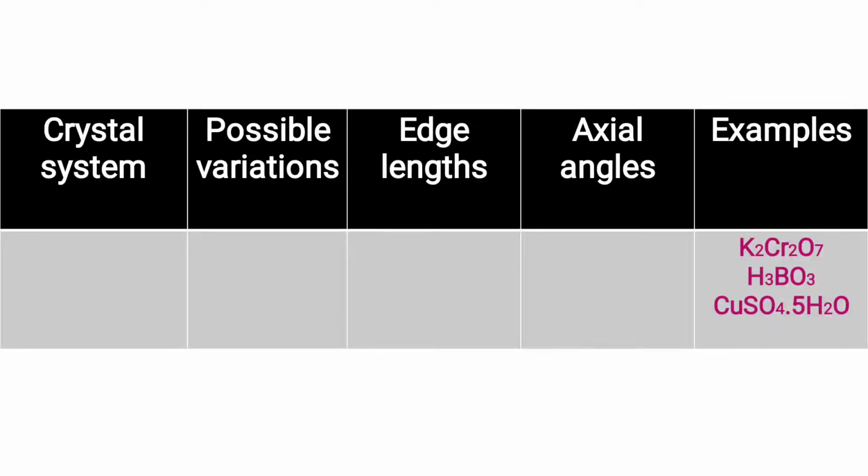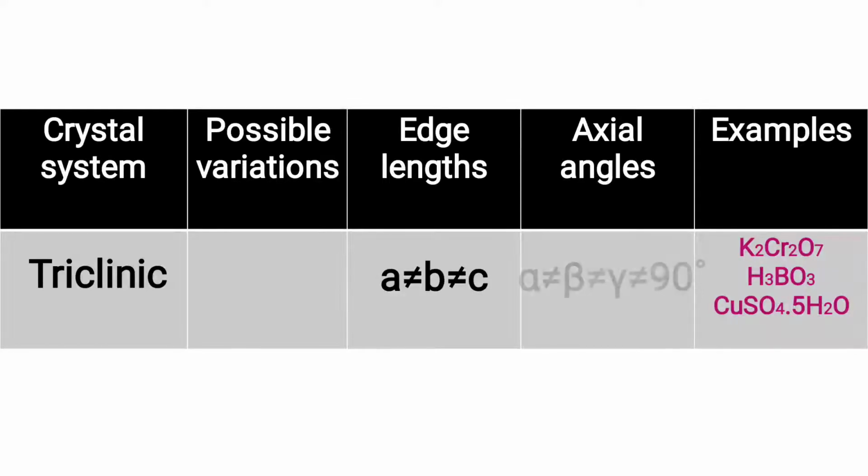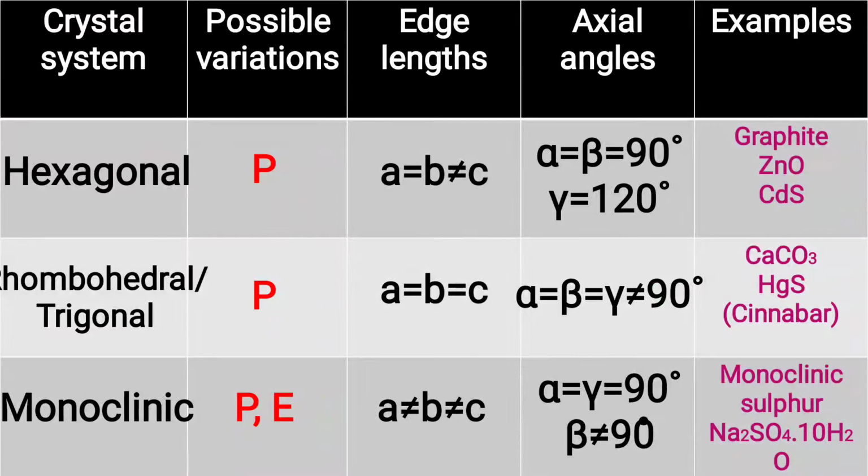Having a look at the last crystal system, that is the triclinic, a, b, c are not equal to one another. Alpha, beta and gamma are not equal to 90 degrees. Possible variations, as you can see, we have only primitive unit cell. So what are the examples? Let's just have a look at the examples which we missed out.